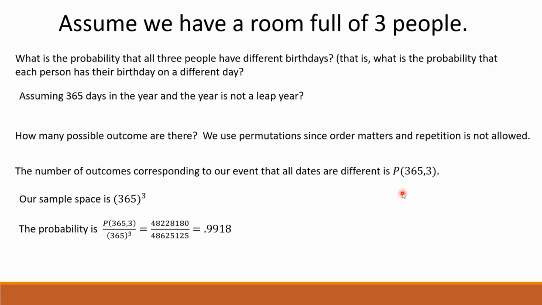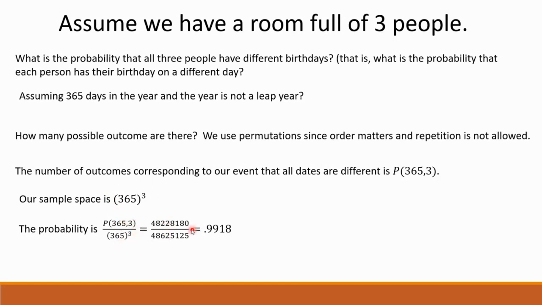Again, this is the number of favorable outcomes, right? No repetition and order matters. This is the sample space size, how many possible outcomes there are. So for the probability, we just divide.